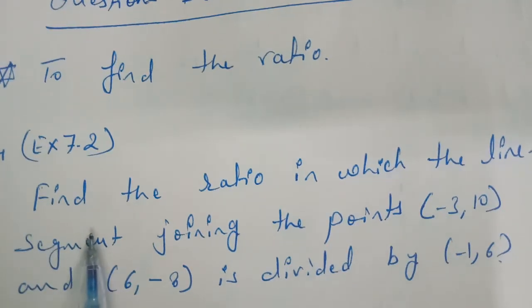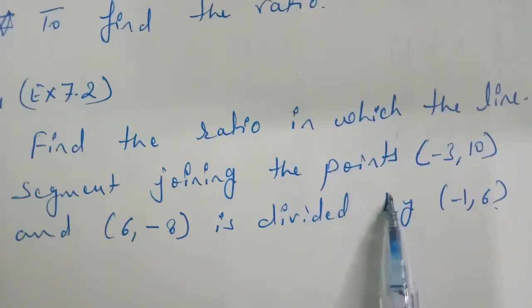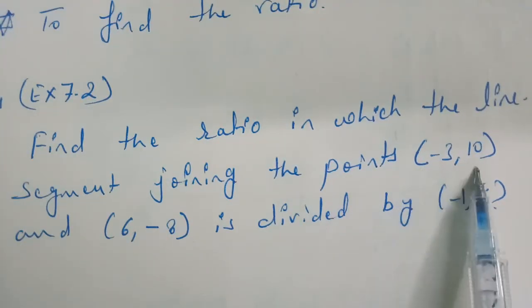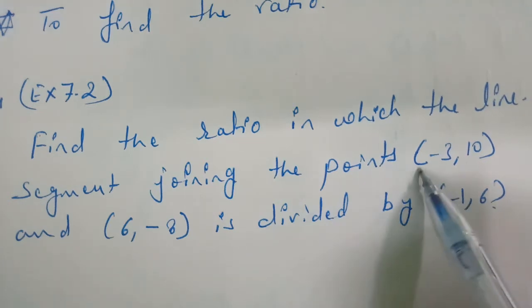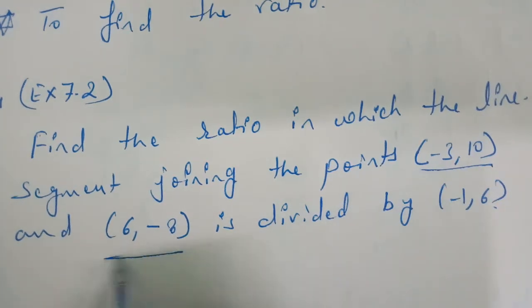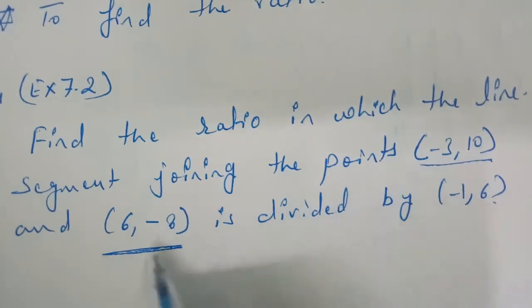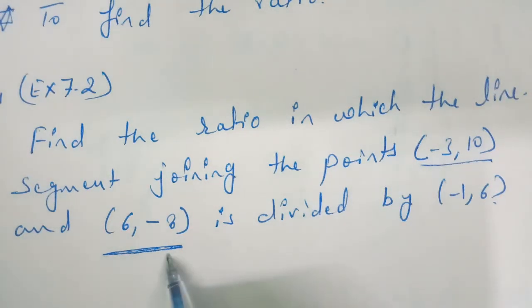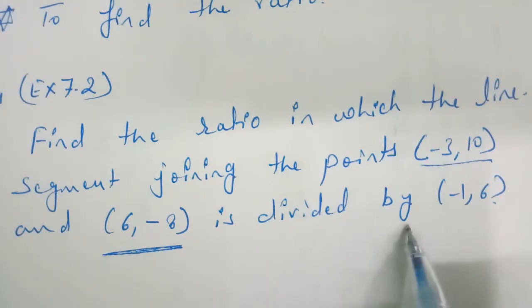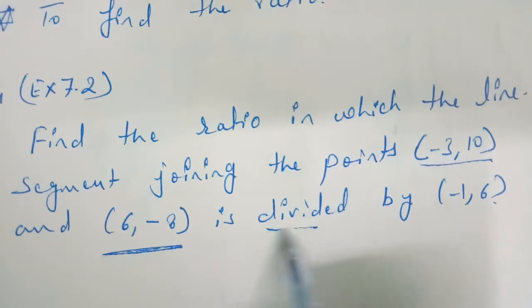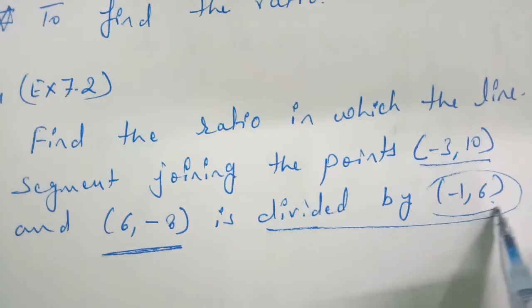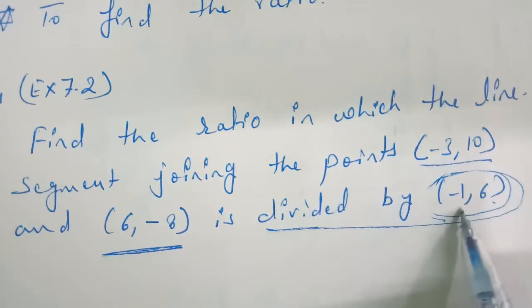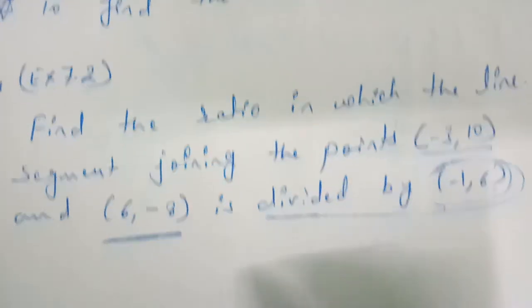The question says: find the ratio in which the line segment joining the points (-3, 10) and (6, -8) is divided by the point (-1, 6). It means the line is formed by joining these two points, so we take these two points at the ends of the line. The word is "divided by" this point, so we have to take this point in the middle of the line.